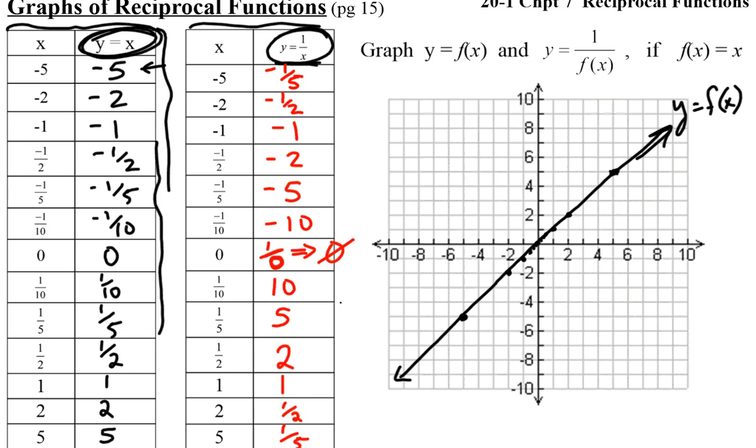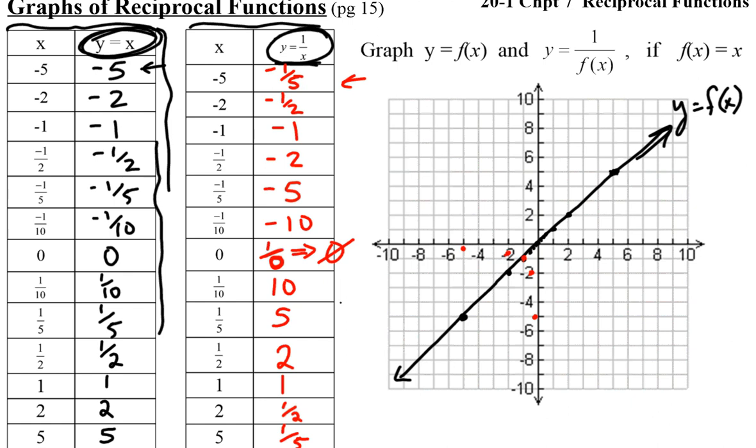So now I need to graph this second function, which is the reciprocal function. So I need to graph the first point, which is x -5, y -1/5. So -5, -1/5. Kind of hard to draw in a -1/5, but do the best you can. -2 is at -1/2. -1 is at -1. -1/2 is at -2. -1/5 is at -5. So there's my first bit.